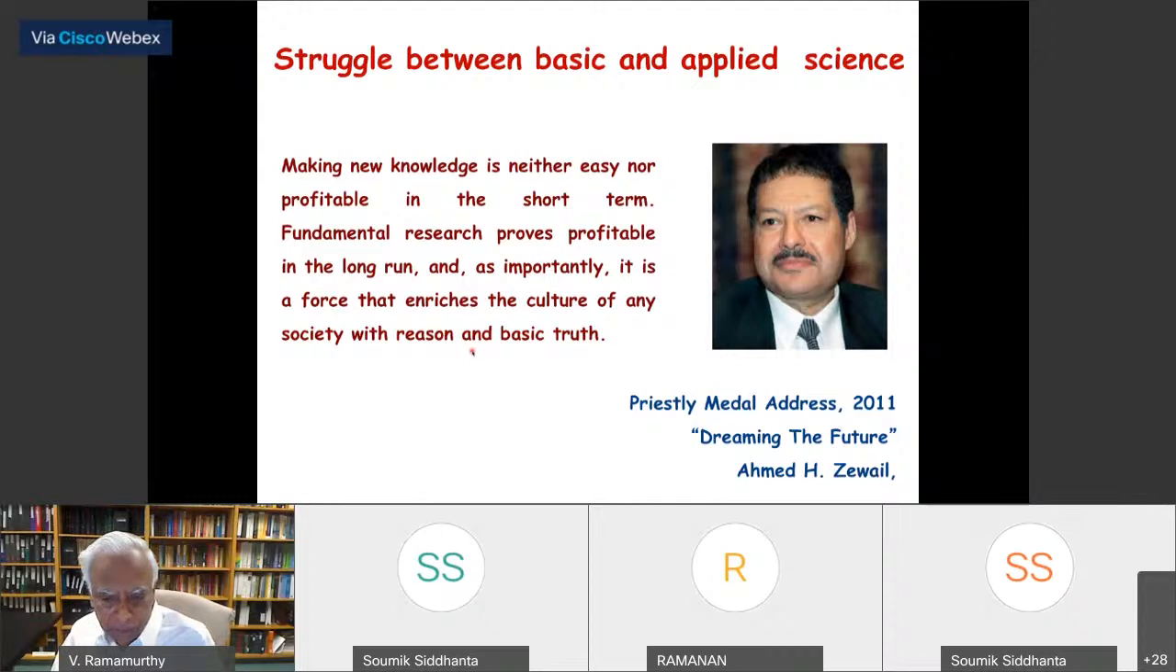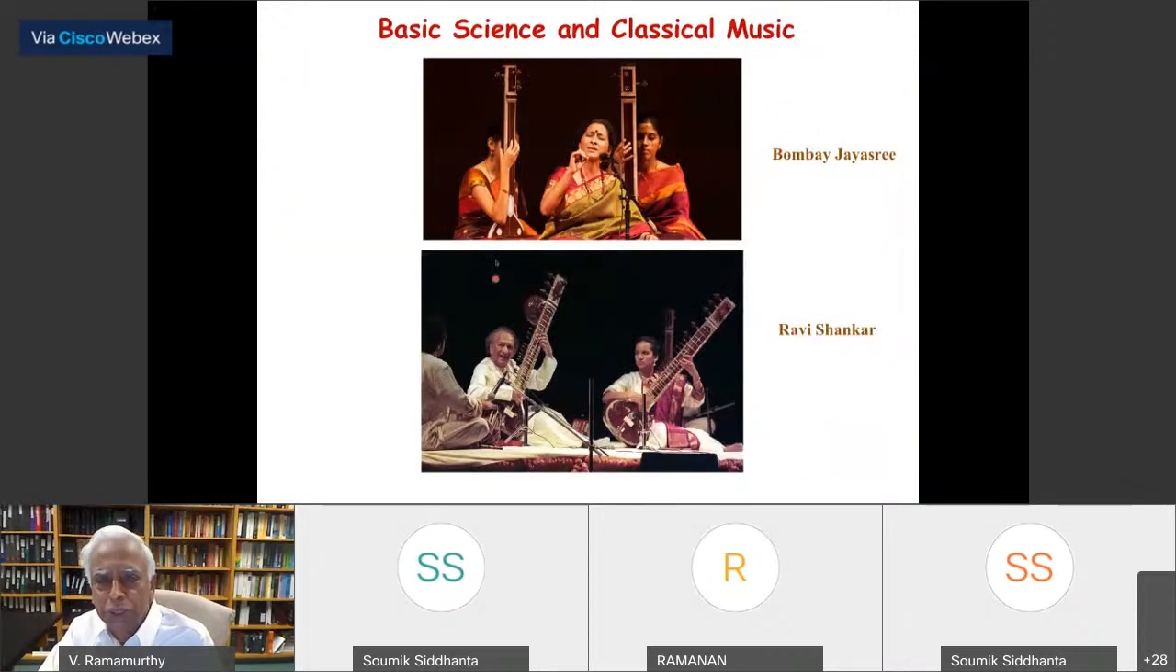And one more thing before we go too far. There are musicians, there is modern music, cine music, and all kinds of music. But still, there are classical musicians, for example Ravi Shankar or Bombay Jayashree, whom you might have heard of. All these people are still very popular, and people listen to this music. So there is a place for old stuff, that is, basic science. Or rather it's not old, but something classic.